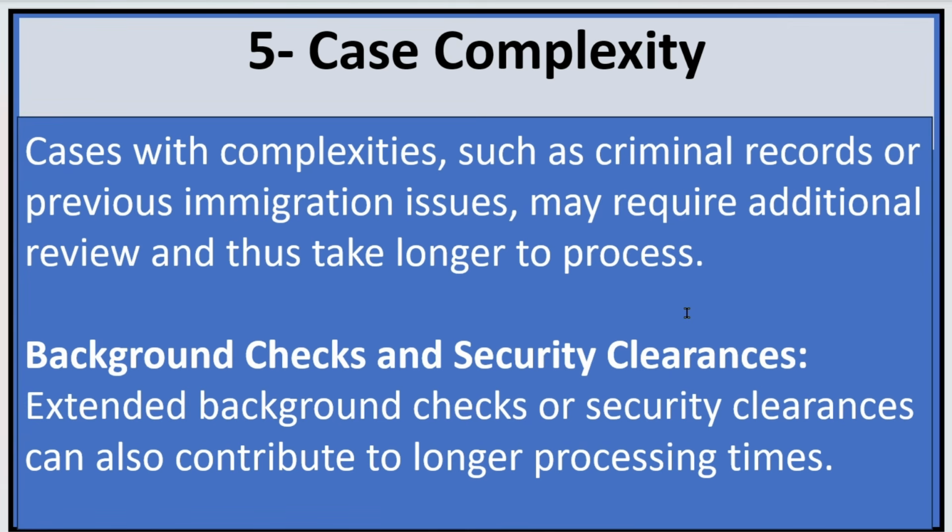Fifth factor, which is case complexity. Cases with complexities such as criminal record or previous immigration issues may require additional review and thus take longer to process. Background checks and security clearance: extended background checks or security clearance can also contribute to longer processing time.